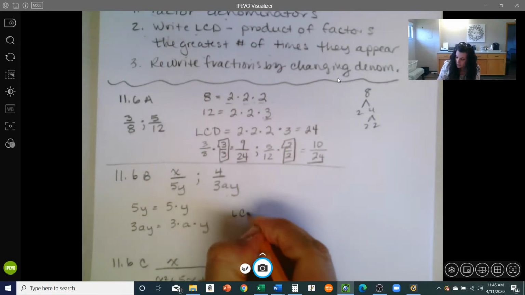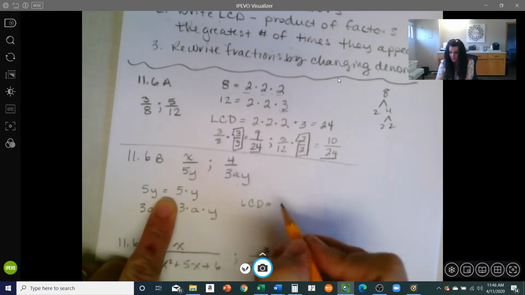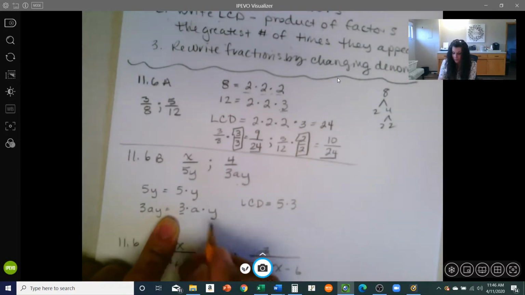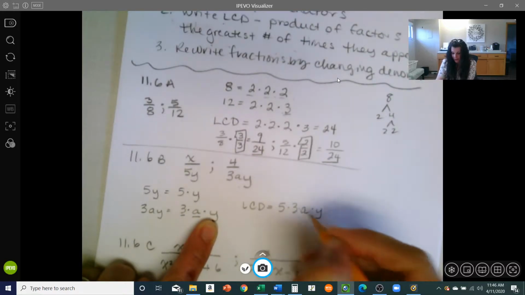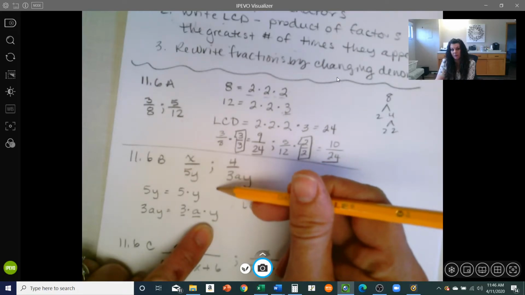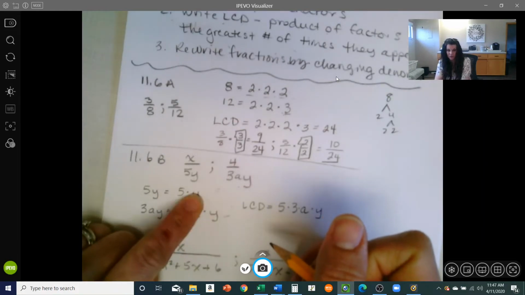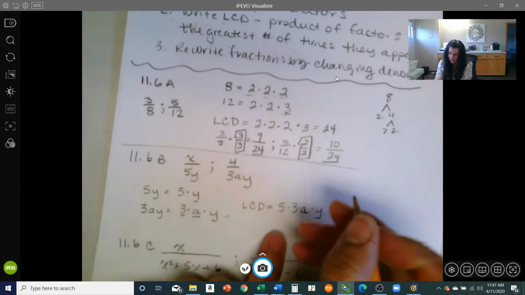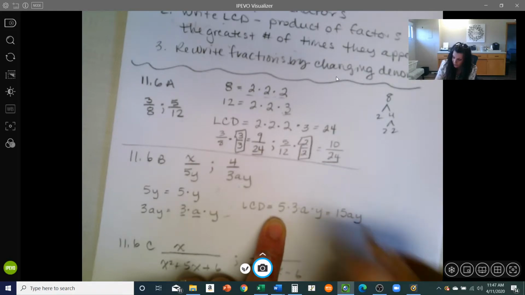My least common denominator: 1 5 is the most 5's. 1 3 is the most 3's. 1a is the most a's. And 1y is the most y's. Because remember, we're looking at how many in just individual factorizations. So in any individual factorization, this one or this one, the most y's that show up in any one of them is 1y. So my least common denominator is 15ay.